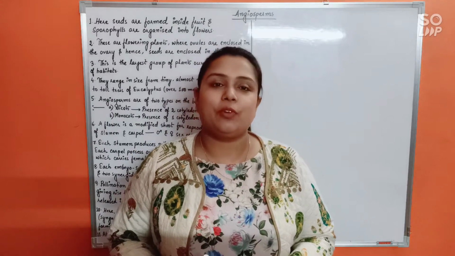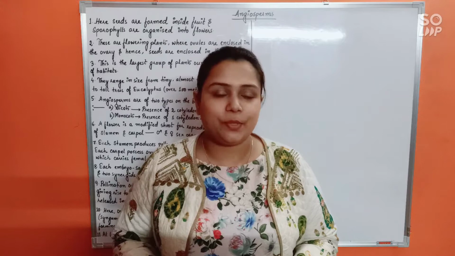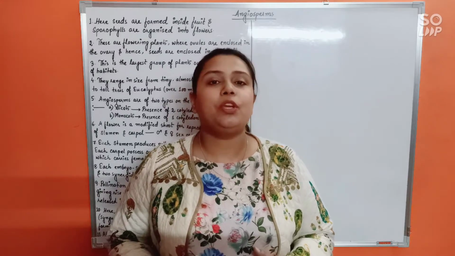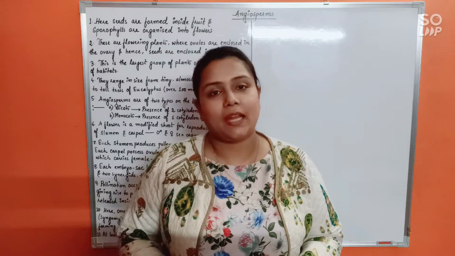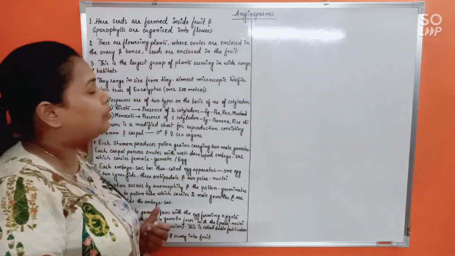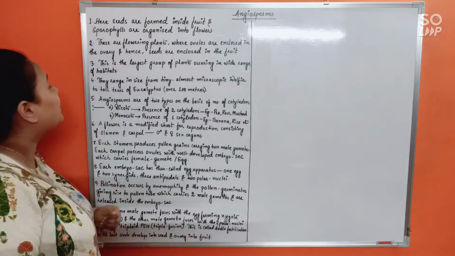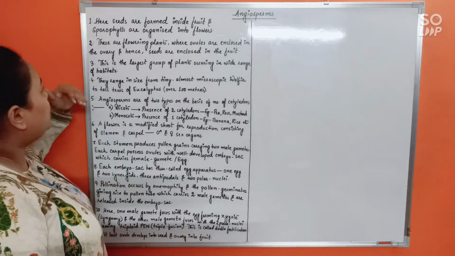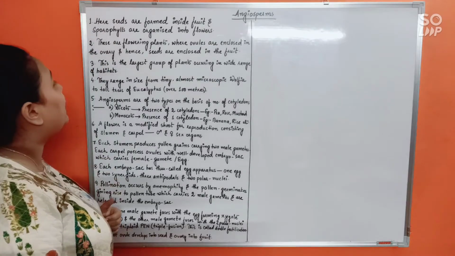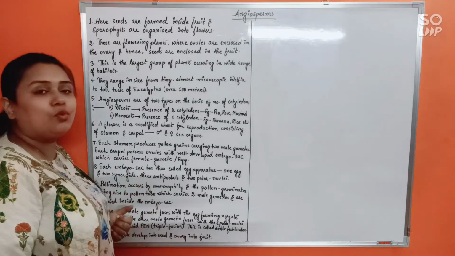In today's class, we are going to discuss the most advanced species of plant on earth, that is angiosperms, which we commonly call flowering plants. So with general characteristics, we will begin the class, and that would be: in angiosperms, the seeds are formed inside the fruit and sporophylls are organized into flowers.